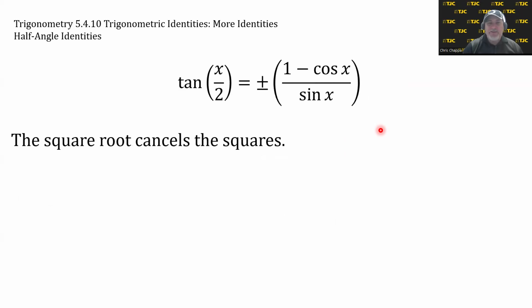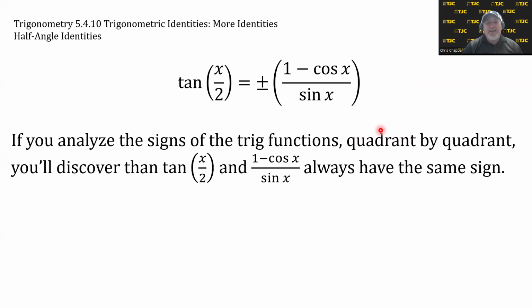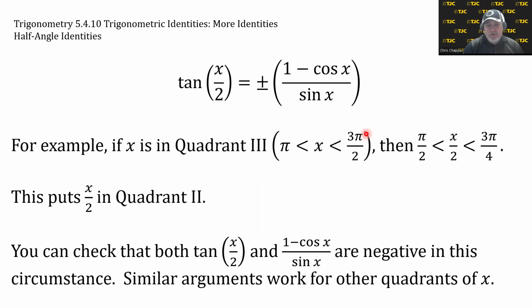We still have the plus minus, but if you analyze the signs of the trig functions quadrant by quadrant, you'll discover that tangent of x over 2 and 1 minus cosine x over sine x always have the same sign. For example, if you're in quadrant 3, between pi and 3 pi over 2, then half of you is between pi over 2 and 3 pi over 4. That would put x over 2 in quadrant 2. Well, in quadrant 2, tangent is negative, and in quadrant 3, both cosine and sine are negative, so the top becomes 1 minus a negative, which is positive, over a negative, which is negative. So these both end up being negative. Similar arguments work for other quadrants.